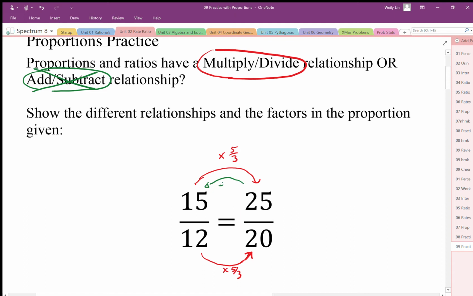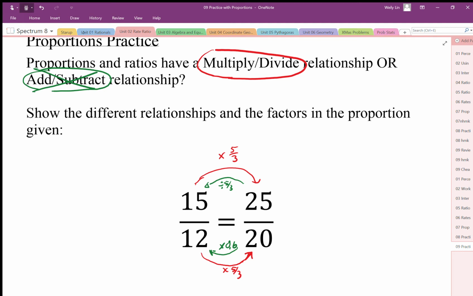I could divide by 5 over 3, or I can times by a different factor, 12 divided by 20, and it's the same direction as the divide 5 over 3. I can times by 0.6, and that's all the same. These are all times divide factors. The relationship between the 5 over 3 and the 0.6 is a reciprocal relationship. We actually can flip that fraction upside down and get 0.6.